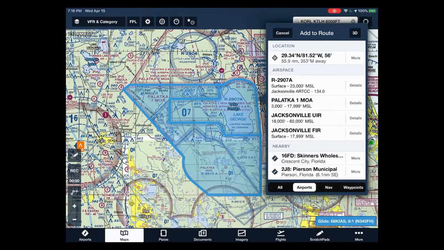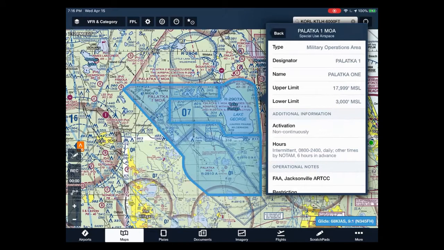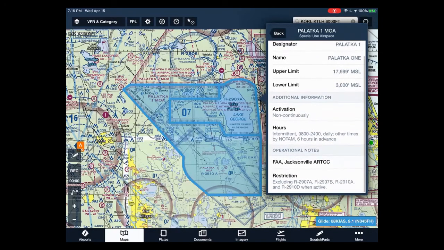So, of course, MOAs never go beyond what we see as far as this VFR sectional goes, so up to, but not including, Class A airspace. Now, if we press the details button, we may get some further information. In this case, we see the activation is non-continuous. However, it is intermittent, as we see under hours. Specifically, it's intermittent anytime, therefore, from 800 to 2,400 hours daily. What does that mean? That means that we don't know is the best answer.